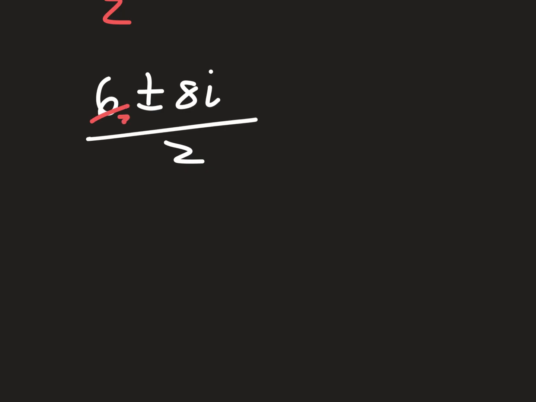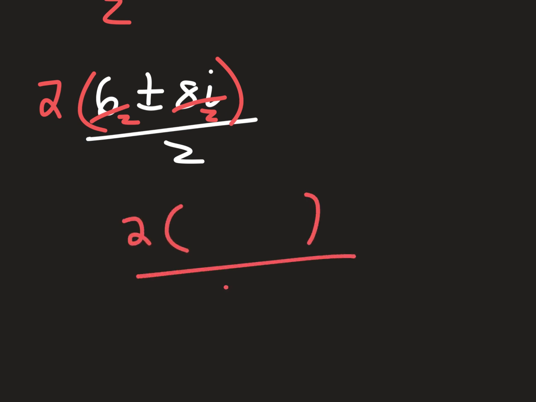They both have a 2 in them. I'm going to divide them by 2, but you can't just divide something by 2 unless you also multiply it by 2. So I'm factoring out the 2. And then this part will be 3 plus or minus 4i. And those cancel, and there's your answer.